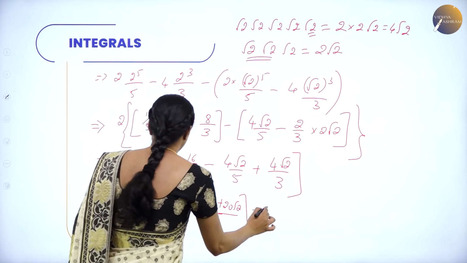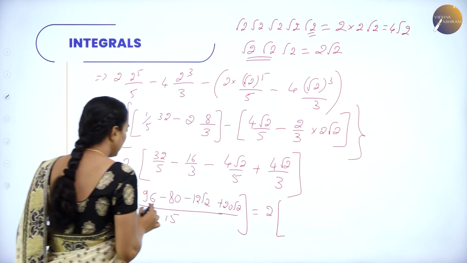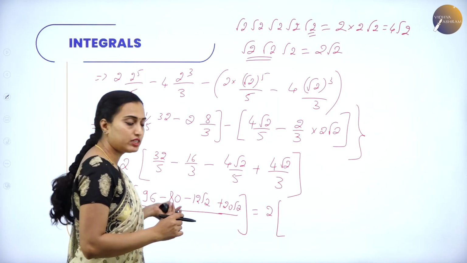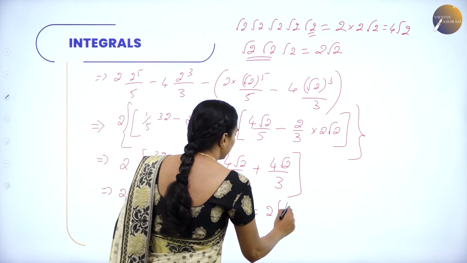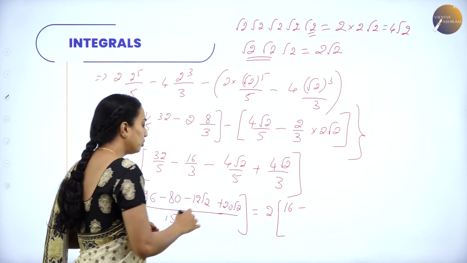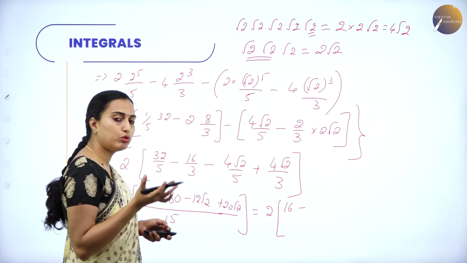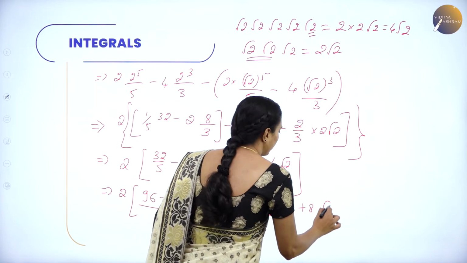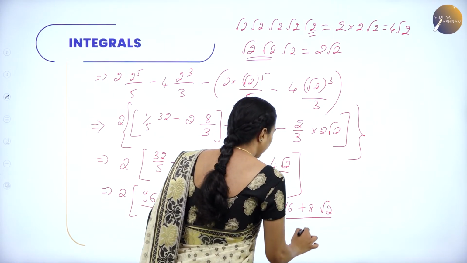Now which implies that 2 into, see you can have 96 minus 80 is nothing but 16. 16 minus 12 root 2 plus 20 root 2. 20 root 2 minus 12 root 2 is nothing but 8 root 2, right? Divided by 15.